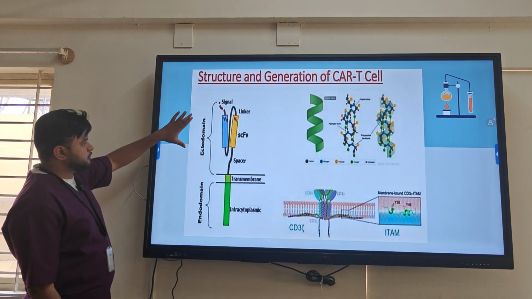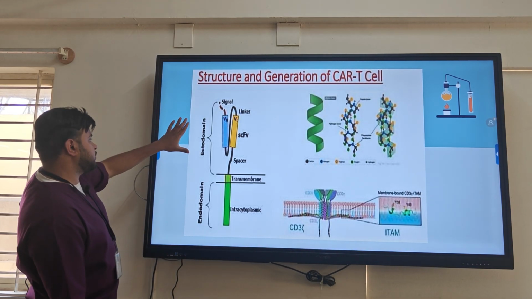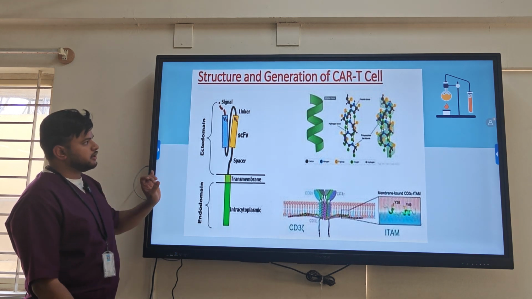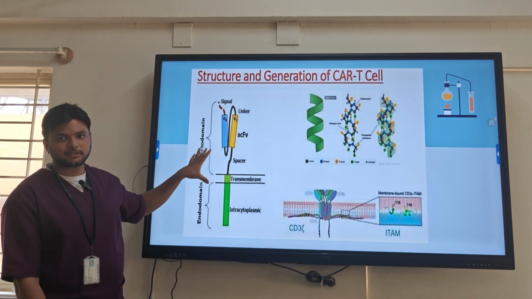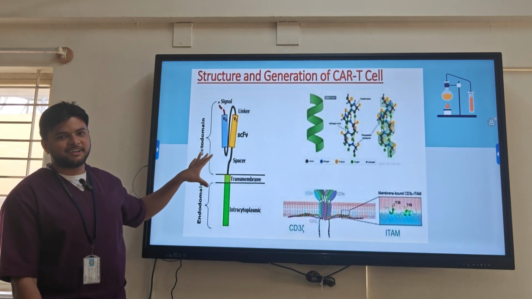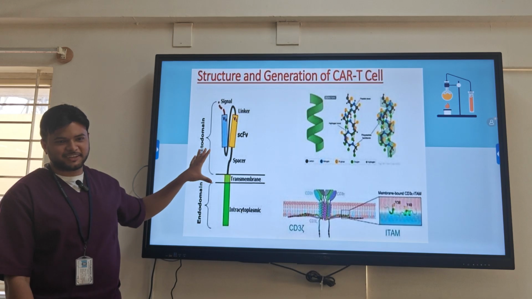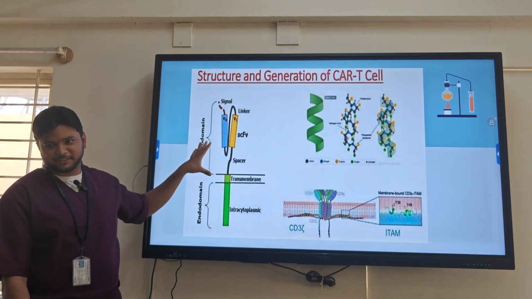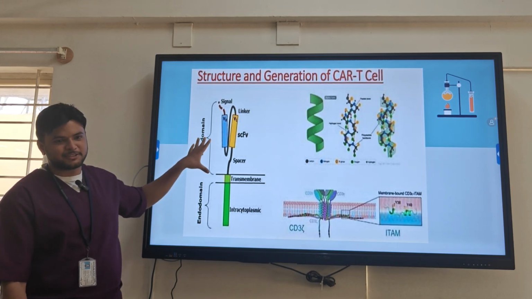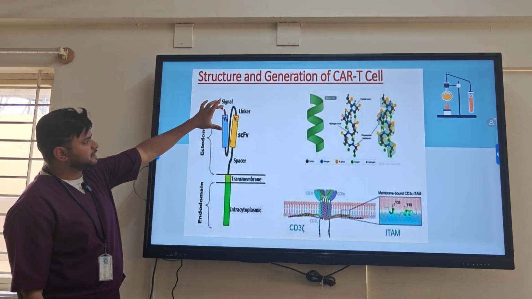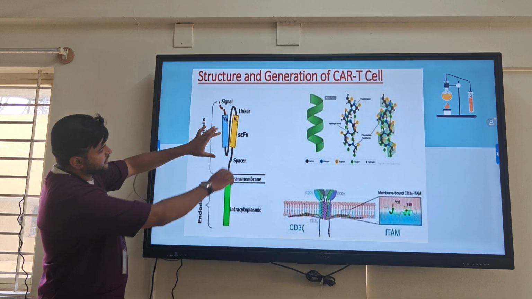This is the ectodomain and endodomain. What is the structure? This is our chimeric antigen receptor. Okay, this is our chimeric receptor, and we are discussing only this. Actually, these are the parts. This is the signal. This is like a blade.